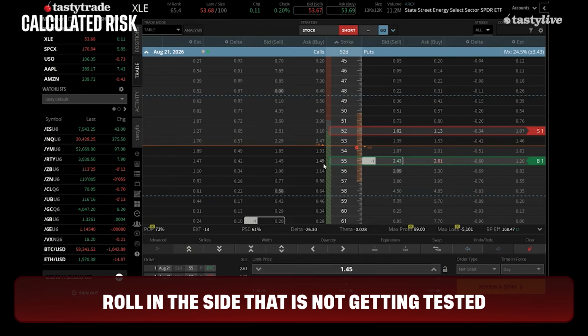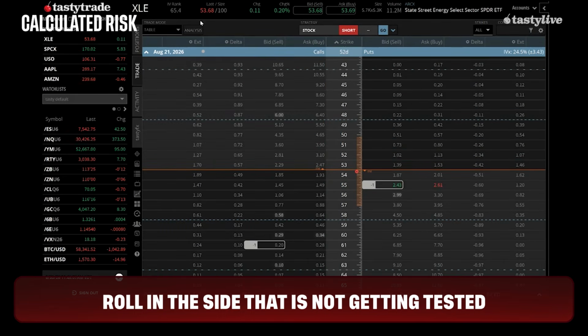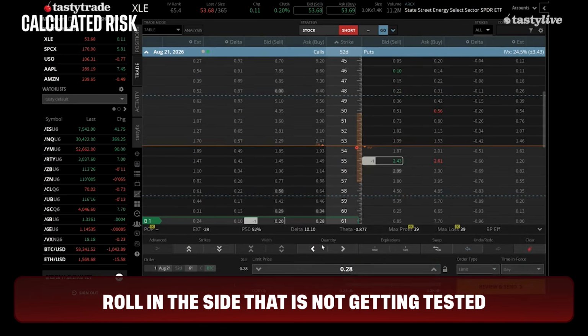And then lastly, rolling in. So rolling in, again, you can see that XLE right now is at 53.68. And so right now XLE is actually down right around here. So if I want to roll my call in, I will be rolling my call down. So I'd be rolling it this direction. So again, I buy back my 61 and maybe I sell out a 57 or something like that. That would be rolling in this context, rolling the call down.